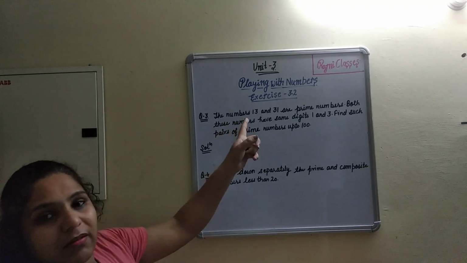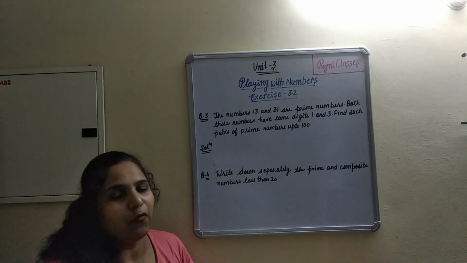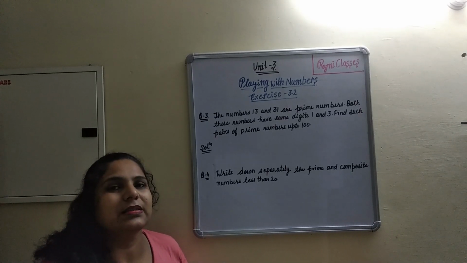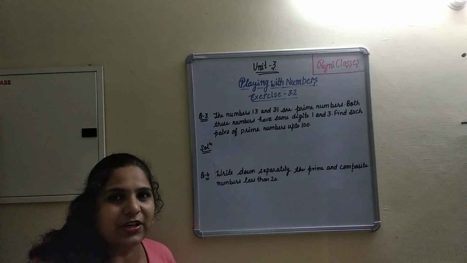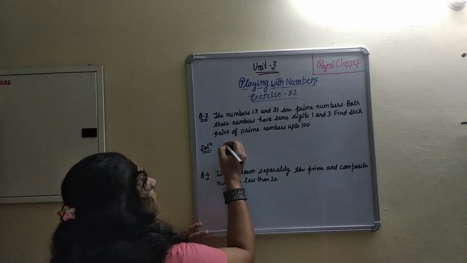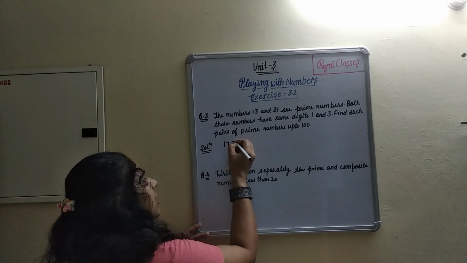After that 12, 13 is there. No, 14 is not a prime number. 15 is not a prime number. 16 is not a prime number. Then 17. 17 and 71, both are prime numbers. One pair is 17 and 71.